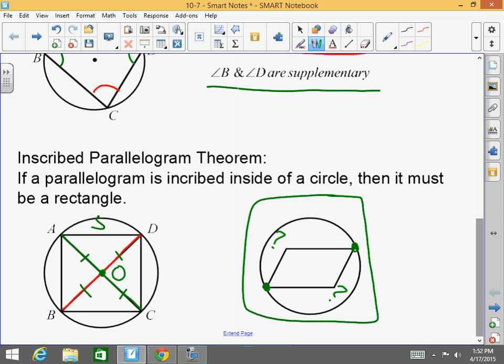Because you can have different chord lengths. All chords are not congruent. If the chords happen to be congruent, then yes, that's a square. But then it goes back to being a rectangle. Because a square is a rectangle, but a rectangle is not necessarily a square.